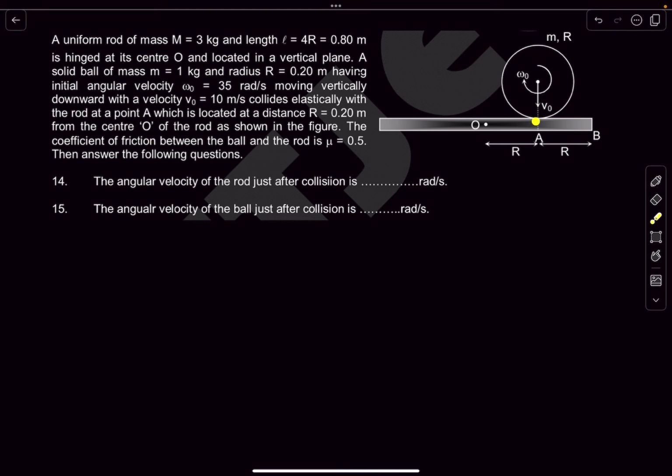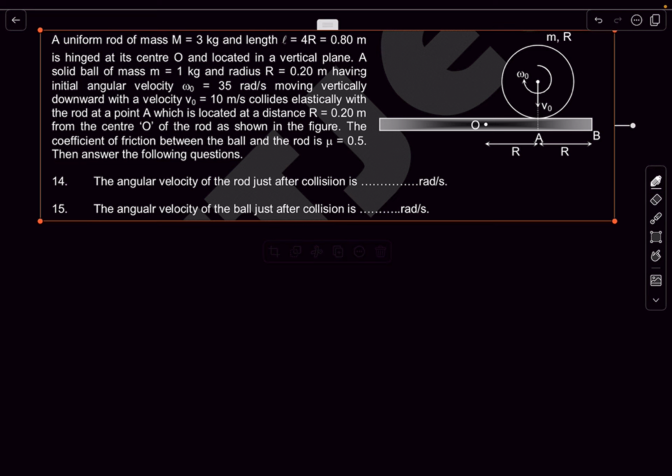The coefficient of friction between the cylinder and the rod is given to be mu. We have to find the angular velocity of the rod and the ball after collision. So give this problem a try, guys, and then check out the solution.